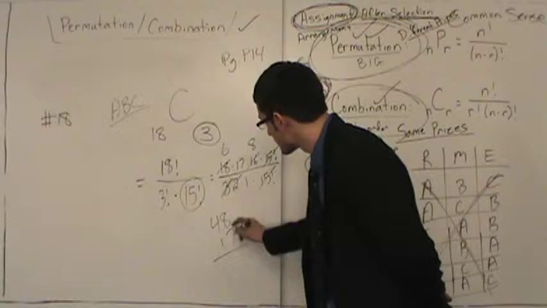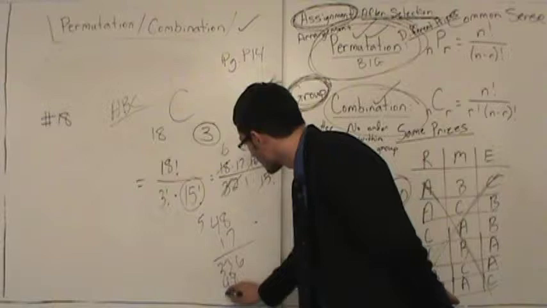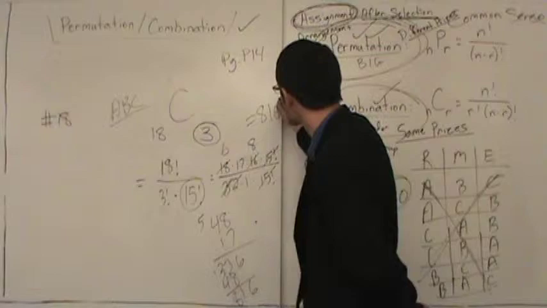I know what the answer is. I recognize the answers when I see them. 7 times 8 is 56, 7 times 4 is 28 plus 5 is 33. We get an 8, we get a 1, we get a 6. The answer is 816.